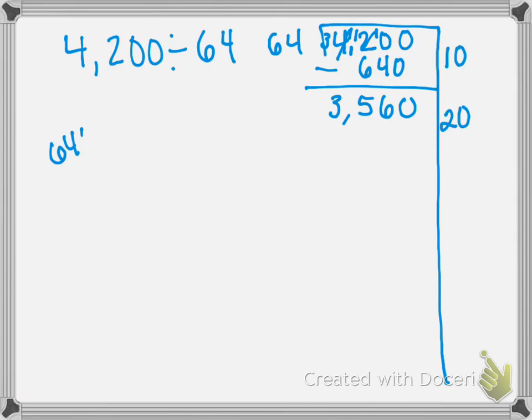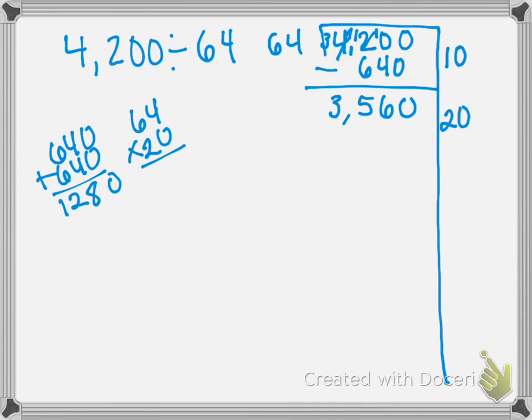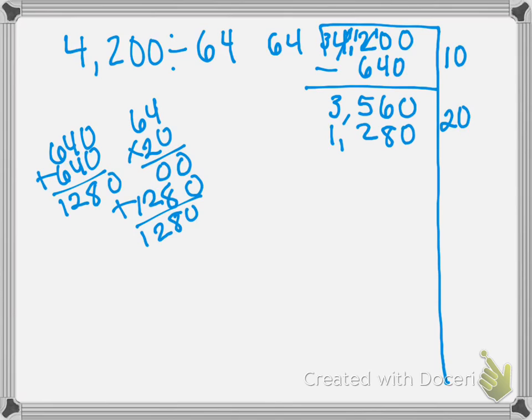So doubling 640, you could just add 640 twice, or you could go 640 times 2. So you can do some work off to the side to see what your number should be. So I'm going to go 2 times 640, which is 1,280. And I'm going to subtract that.